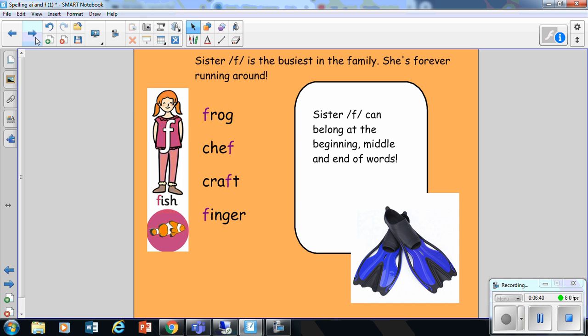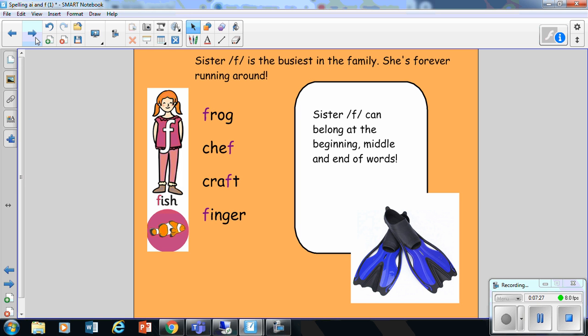All right. So this sister is the busiest member in the family. She's forever running around, and she normally belongs in the middle or the beginning and the end of words, so she can appear anywhere she likes. So she has a mind of her own, and she's got a bit of an amazing job really. So she just stays at the beginning, middle, end, wherever she likes, and you'll find her in words like this: frog, where she's at the beginning; chef, where she's at the end; craft, where she's somewhere in the middle, and then you find her at the beginning again in words like finger, okay, or fish, or fins, or flippers.